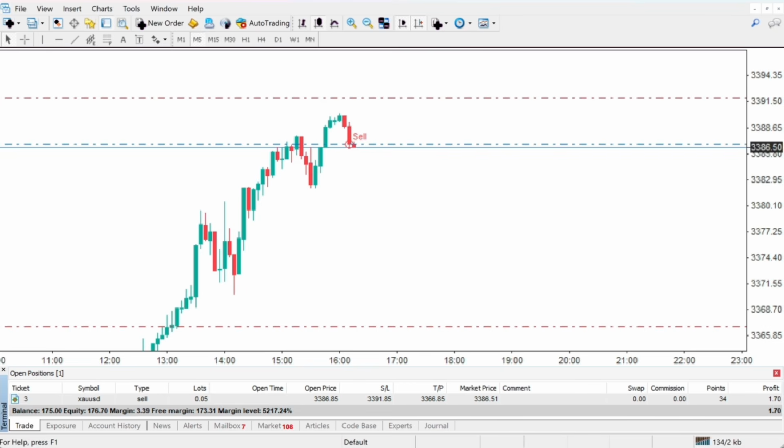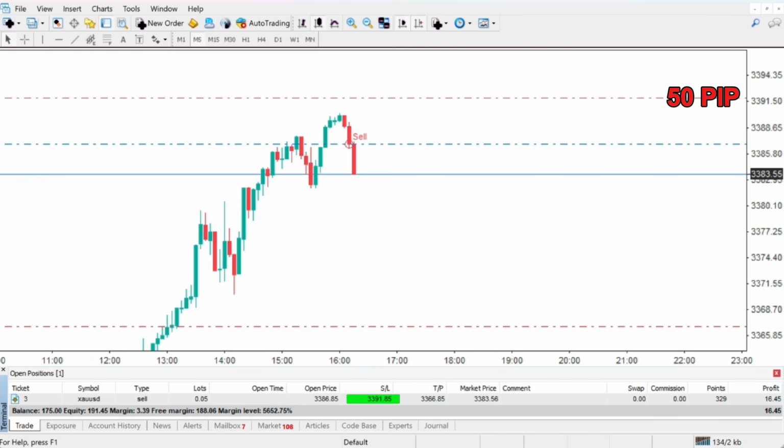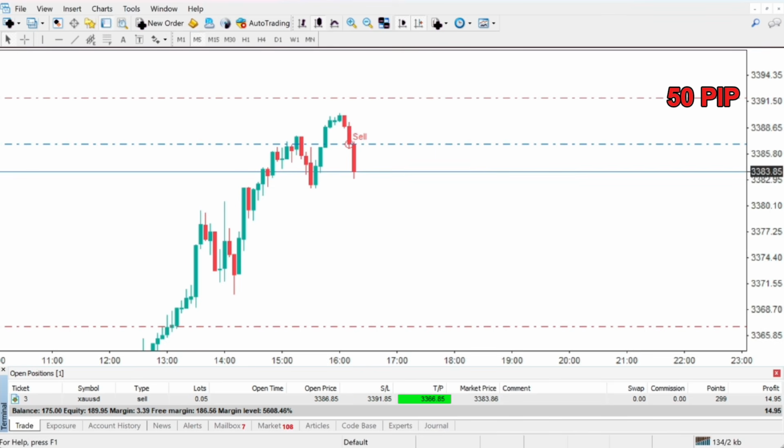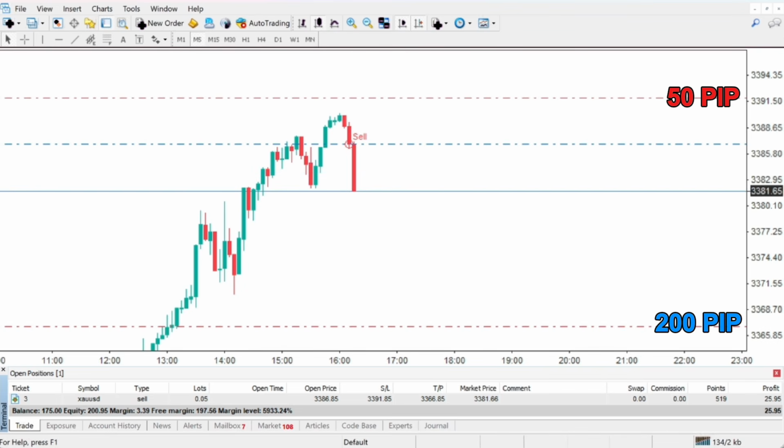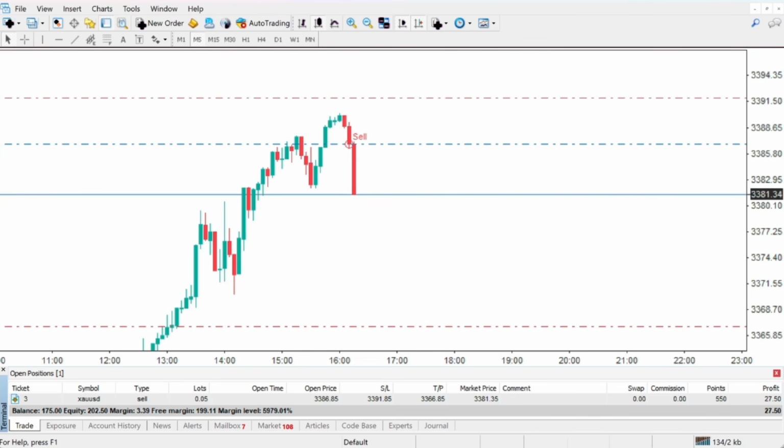3386.85, with the stop loss just 50 pips above at 3391.85, and the take profit way down at 3366.85. Again, that's sticking to the rules. A minimum 200 pip target, no exceptions. Lot size is fixed at 0.05 lots to keep the risk consistent.